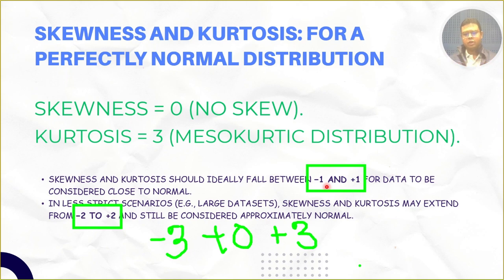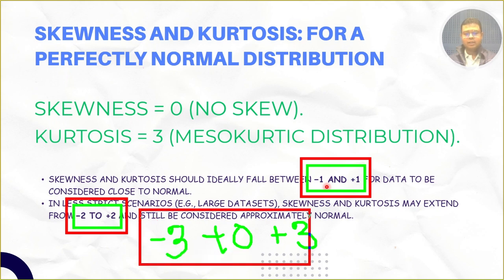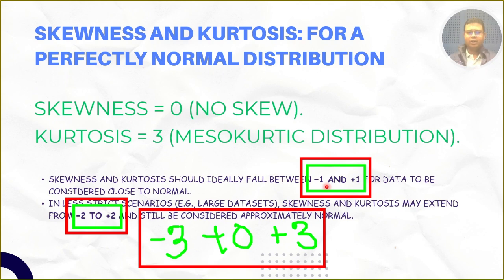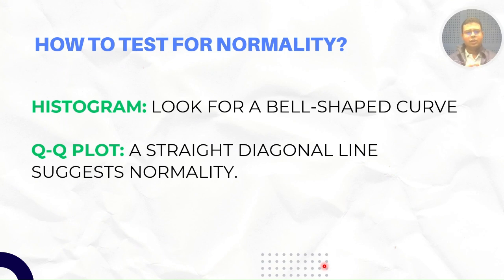If you would like to test whether your data set is normally distributed or not, it is much better if your result is within -1 to +1. In some cases you can consider -2 to +2, but in extreme cases you can also consider the values -3 to +3. So using skewness and kurtosis, you can investigate the normal distribution.